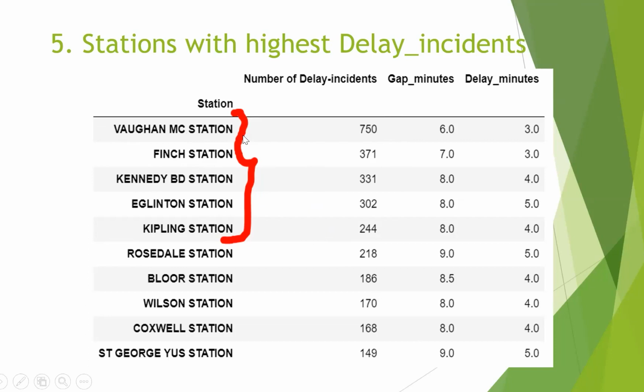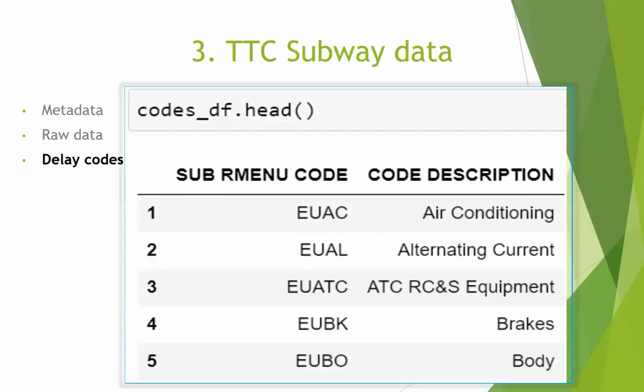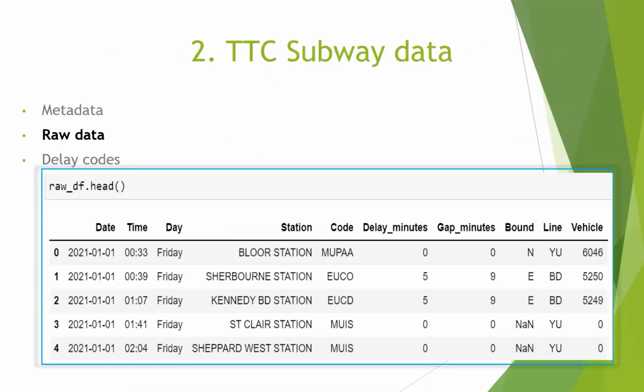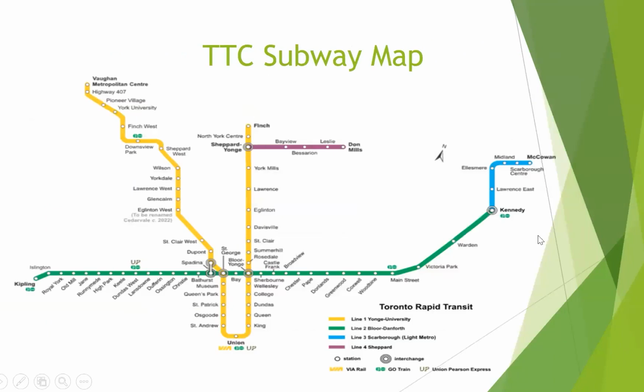Now, what I want you to do is connect the dots, okay? I'm going to give you 3 names: Vaughan, Finch, Kennedy. And I'm going to take you back to the diagram of the subway map. Is there something you notice about Vaughan, Finch, and Kennedy? Okay, yeah, he's right. He said they're at the end of the line, which means they're terminal stations.